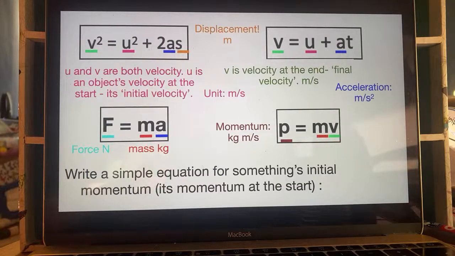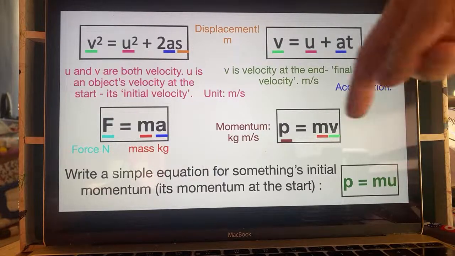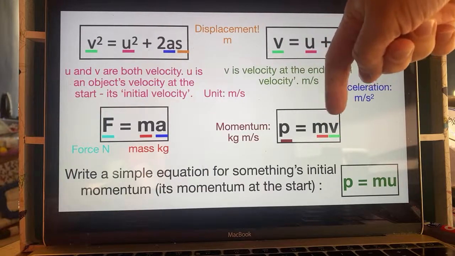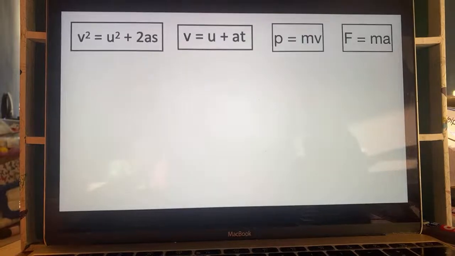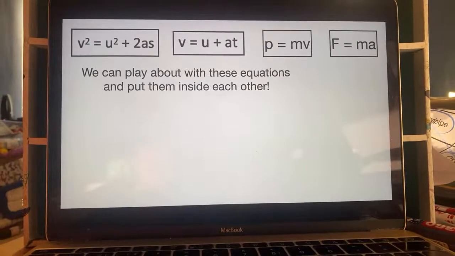So an equation for the initial momentum would be P equals mu, right? If momentum equals mv, that could be said to be like final velocity. So yeah, P equals mu would be saying the initial velocity. Right, we've got quite a lot of maths to do today, so we're going to start really slowly. We can play around with these equations and put them inside each other.